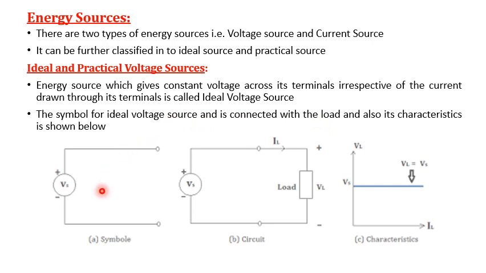shown below. So this is a symbolic representation of the ideal voltage source. We can represent the ideal voltage source like this. So this is a circuit where the ideal voltage source is connected with the load. The load having a voltage drop of V suffix L. So due to this load, there will be an IL current flowing. If you draw the characteristics between the load current and load voltage, then you will get such a characteristic.